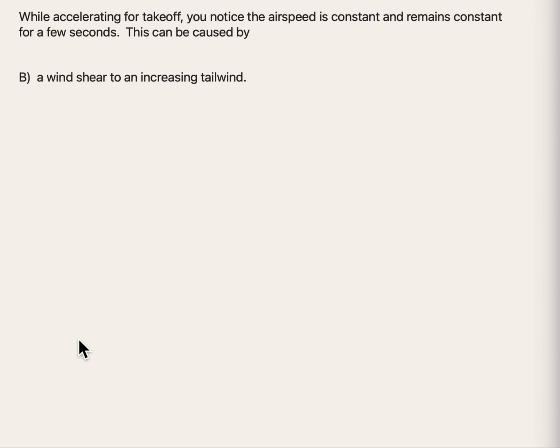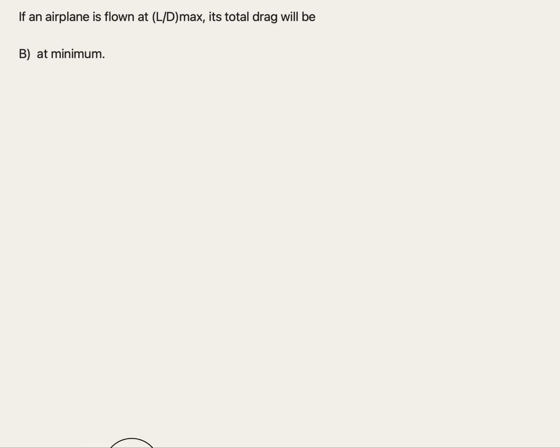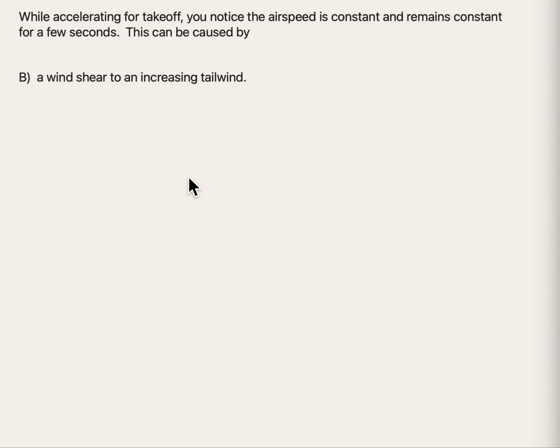Hold on, let me mark that last one. While accelerating for takeoff, you notice the airspeed is constant and remains constant for a few seconds. This can be caused by a wind shear to an increasing tailwind.